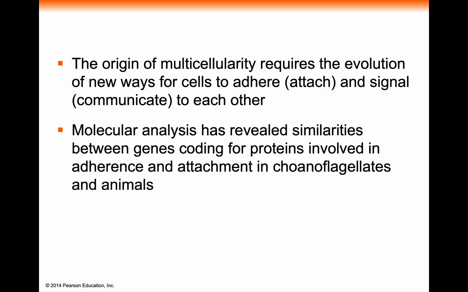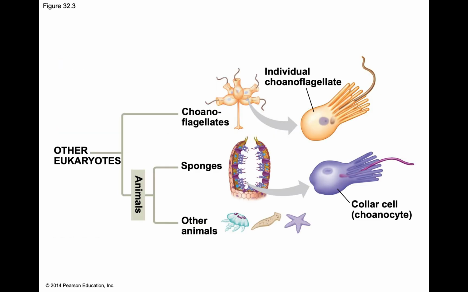All right, so origin of multicellularity requires new ways for cells to adhere and attach and signal and communicate with each other. Basically, they have to have the ability to communicate and send signals. And it's a little different than when we look at these choanocytes and then the collar cells as well.